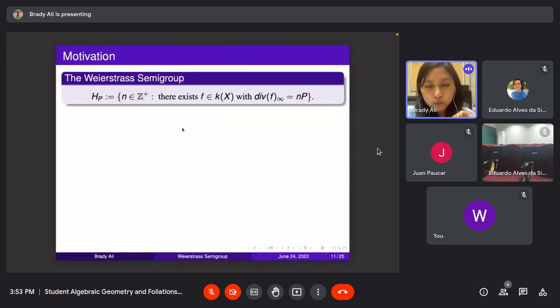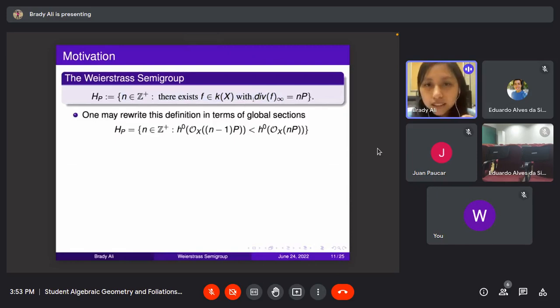So now I'm going to explain what definition we gave of the generalization of the Weierstrass semigroup. But first, I'm going to explain the motivation behind the definition that we gave. If we recall, the Weierstrass semigroup is defined like this, and we can also write this definition in terms of global sections.